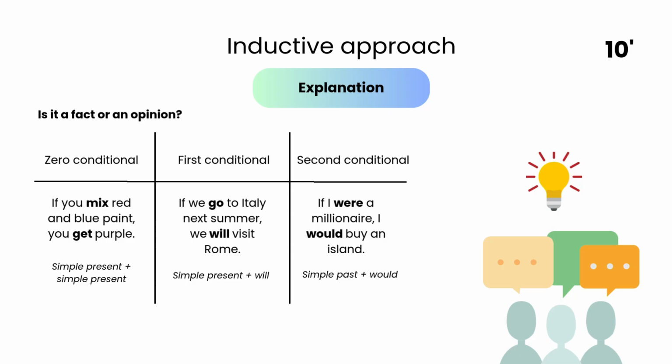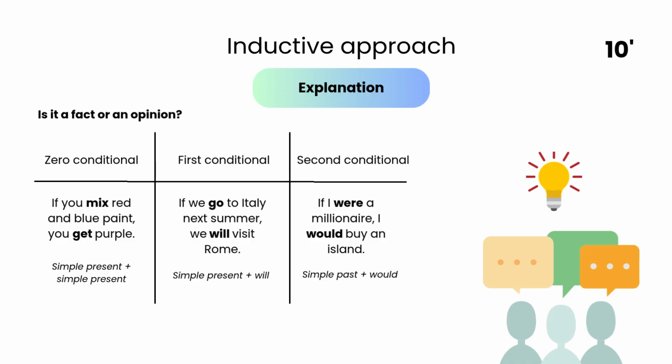So you might be wondering why you also have to include the zero and the first conditional. You have to take into account that this class is meant to be for B1 level students, so they are going to have some previous knowledge, so it is not something that is going to be new for them. So we have to also recall what they already know.